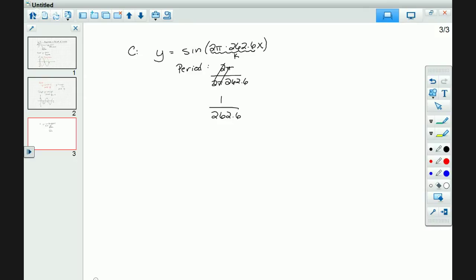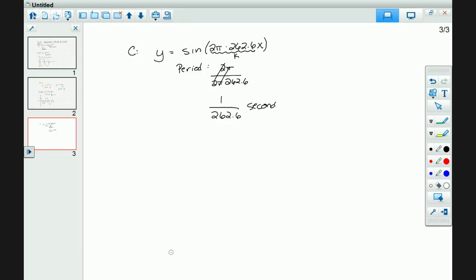And in our case, what does the x-axis represent? What is it in context of the problem? If the y-axis is volume, what's the x-axis? Time. In seconds. That sound wave repeats every 1 over 262.6 seconds.